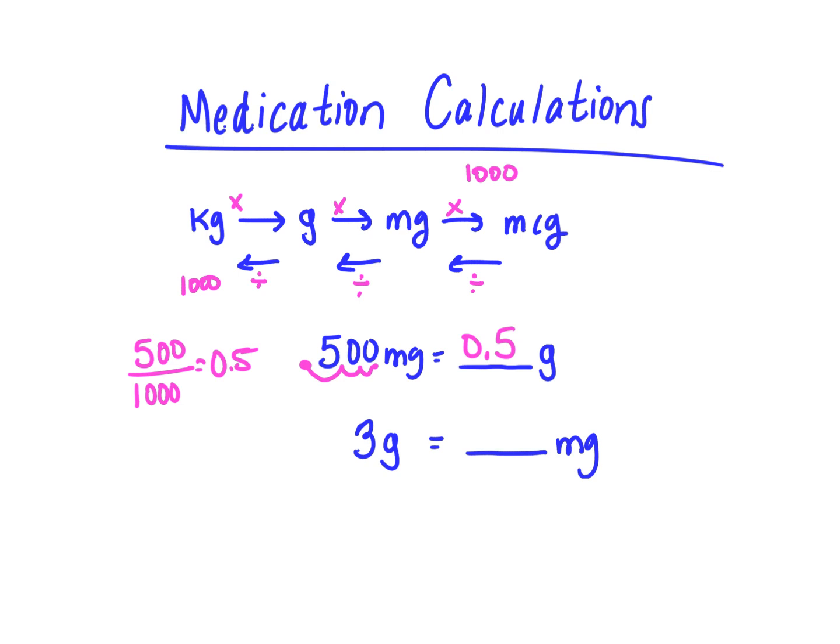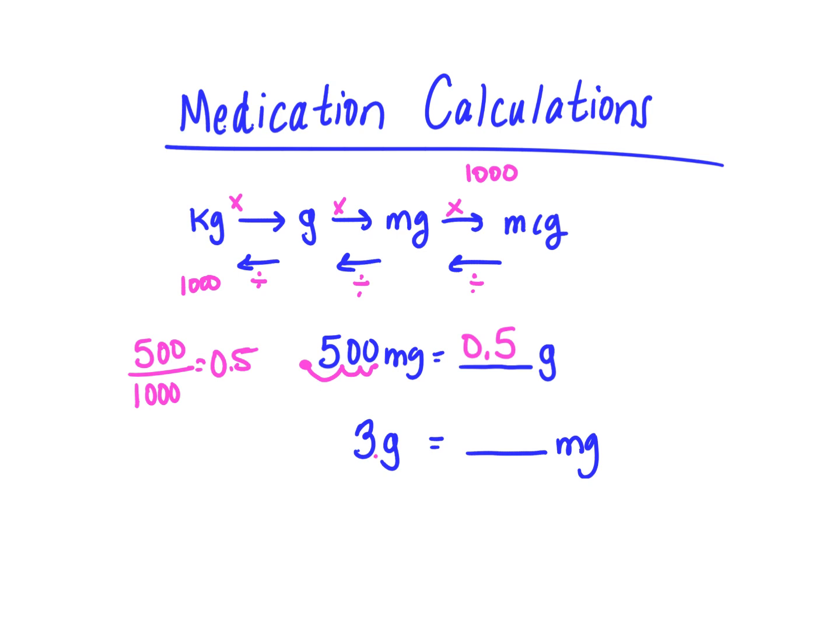Now let's go the other way. We want to take 3 grams equals how many milligrams? If we look at our chart, we're going to go from grams to milligrams. So we're going to move our decimal place 3 places to the right. We're basically multiplying 3 times 1,000.